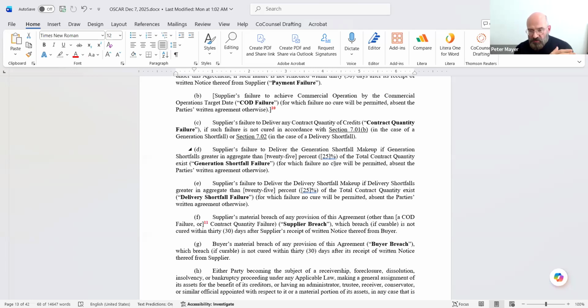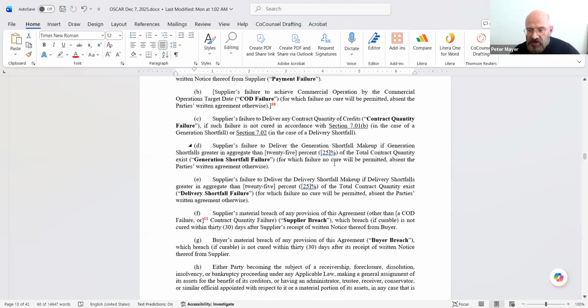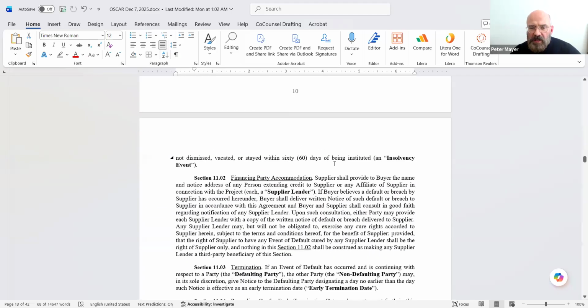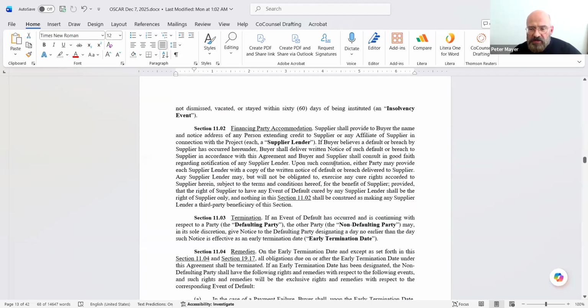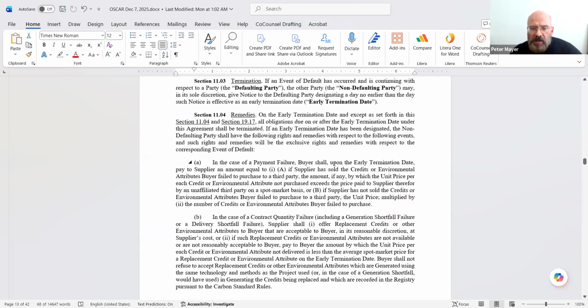So if there's a cure period in 7.01 and 7.02 for generation and delivery shortfalls, if after that cure period there's still 25% of the entire contract quantity missing, that's an event of default, right? This number can of course be adjusted downwards and upwards, but it's supposed to make sure that not every single issue leads to an event of default.